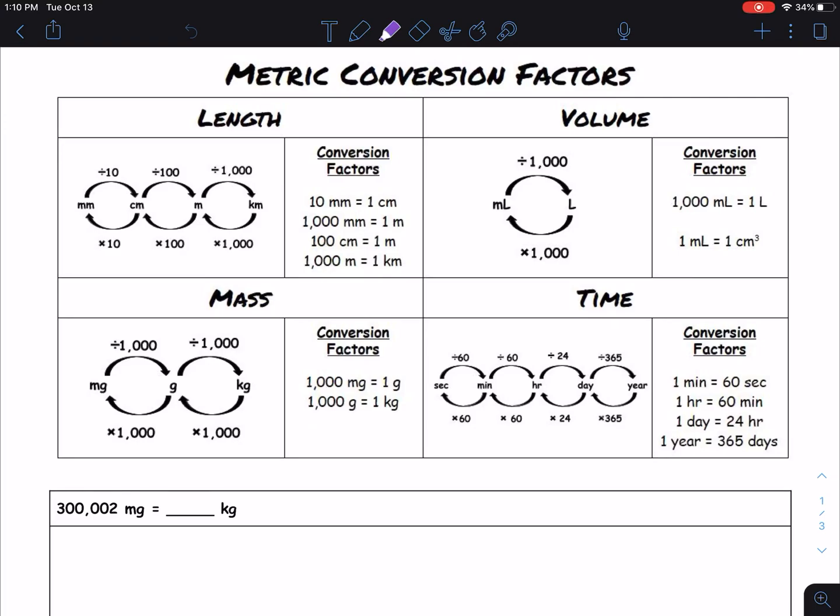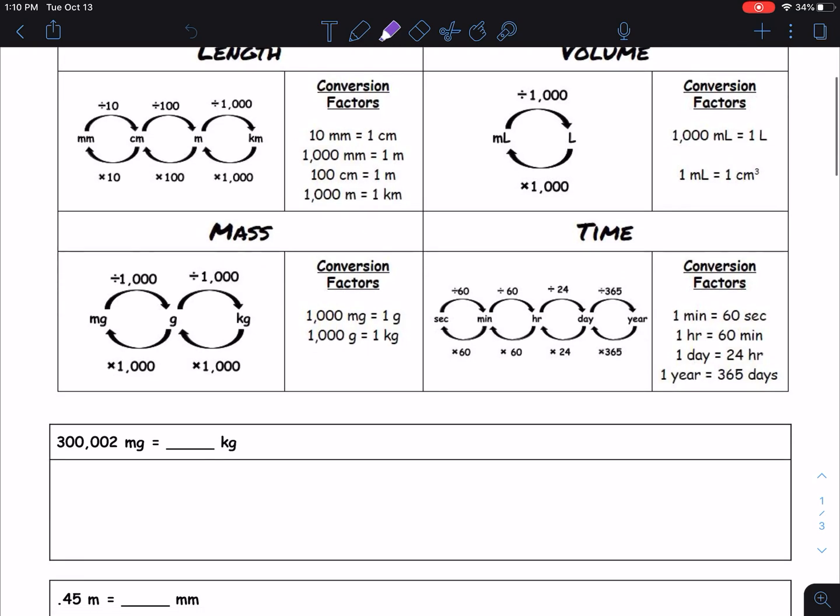Hi everybody, in this video we're going to still be continuing with unit conversions, but now we're looking at two-step unit conversions. Two-step unit conversions meaning that there's going to be two conversion factors in the problem. So let's start off here.